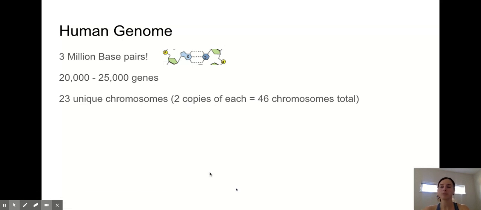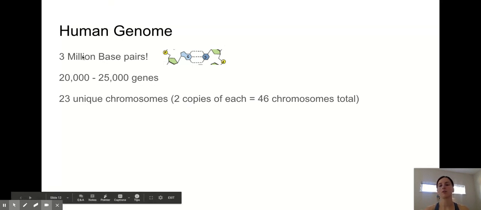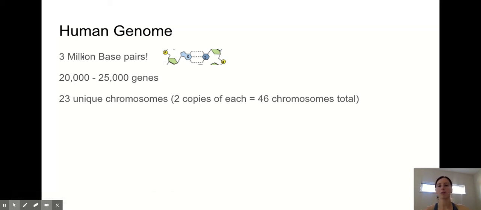Your genome, the human genome, is 3 million base pairs long. So on those 46 chromosomes, you have got 3 million base pairs, so C and G, A and T combos. Those base pairs make up 20,000 to 25,000 unique genes, so recipes for proteins. And then those genes are found on 23 unique chromosomes, which have 2 copies of each of those, so 46 in total. Yeah, so it's pretty cool stuff.